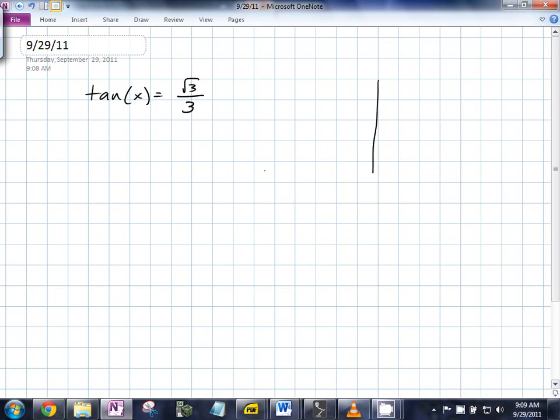Tangent is opposite over adjacent, so that's root 3 over 3, correct? Okay, root 3 over 3. Okay, what's the hypotenuse of that triangle? Root 9 plus 3 is root what? 12. Root 12. Do you agree with that? Yeah. What's root 12? So it's 2 root 3.